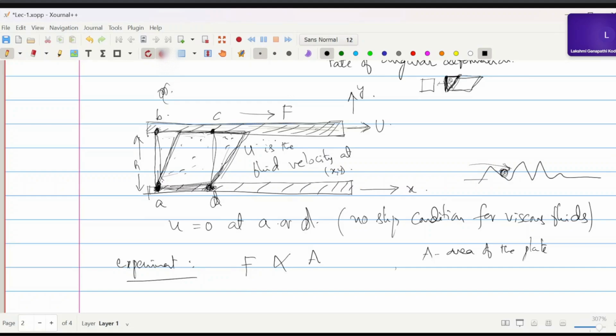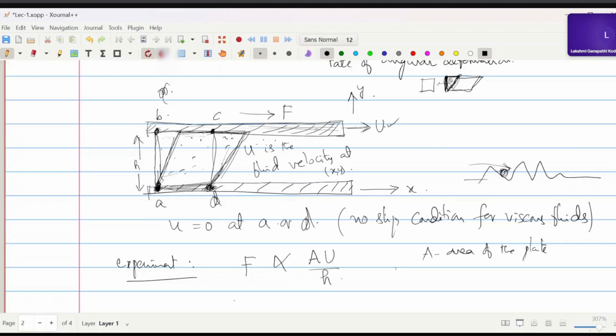You need to apply more force, right? If your area is big, you have to apply more force. So that's the meaning. And you also need more force to get more velocity. So the force is proportional to A and U, and it is inversely proportional to the distance between these two plates. Okay, that is H.